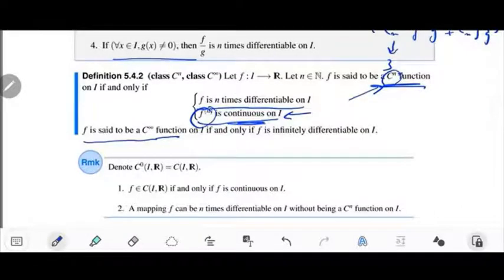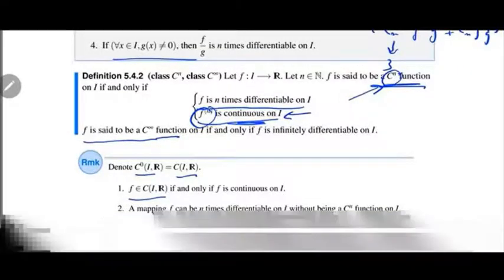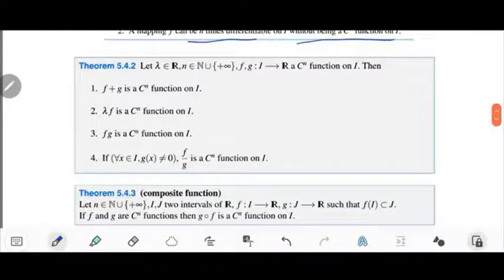We denote by C0(I, R) the functions f that belong to it. If f is C0, it means of class C0, so it's at least continuous. We know nothing about the derivatives. And also a mapping f can be n times differentiable without being a Cn function if the nth derivative is not continuous. We can also prove similar results as in the last theorems.